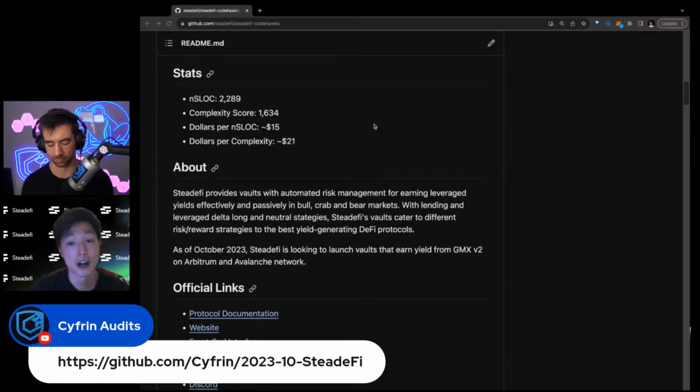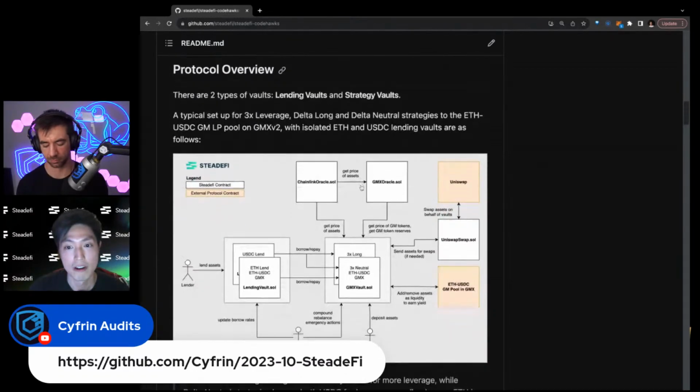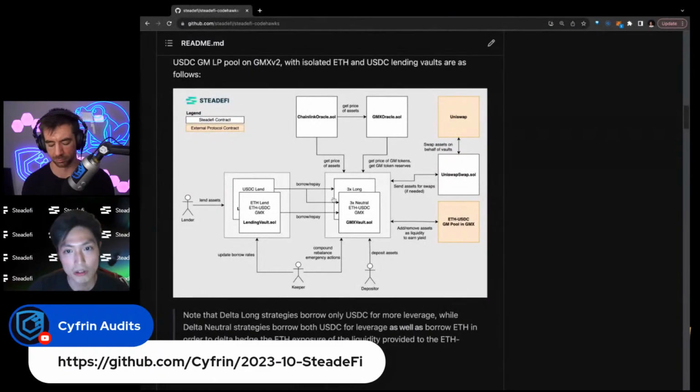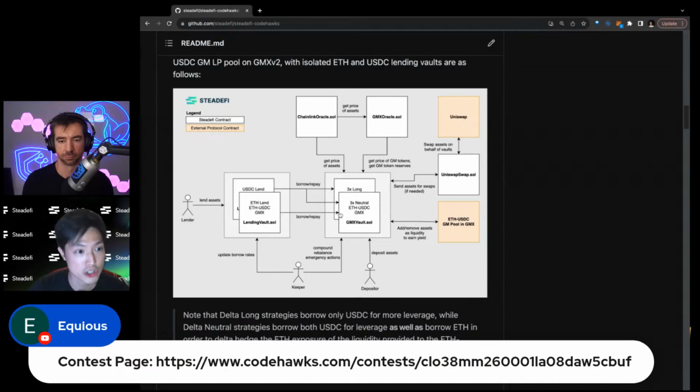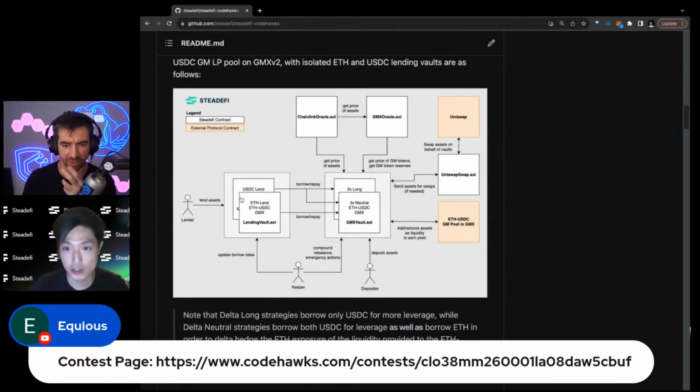And how do we actually achieve this? This is where I can reference this diagram. Essentially, the core of Steadefi are our leveraged delta neutral or delta long strategy vaults. If you're not familiar with delta long or neutral, I can explain that a little bit more as well. But for these strategy vaults, the most important thing is that they take leverage, and it's under-collateralized leverage. And that's why in the Steadefi protocol, we also have lending vaults that essentially lend out assets to these strategy vaults that borrow.